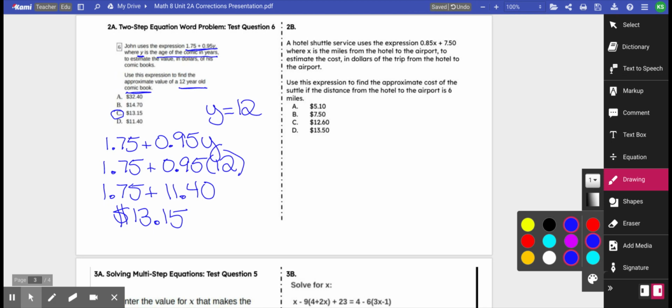So what I want you guys to do now is try problem 2B, which is exactly like this one, and pause the video now, do that problem and put in your answer, and then go on to problem 3.